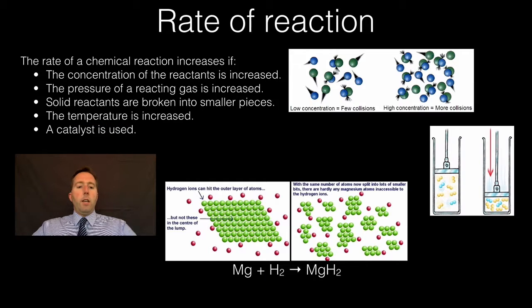So there's a few different ways to increase the rate of a chemical reaction. We can obviously increase the concentration of the reactants, put more pressure on the gas to make them fit in a smaller space, break solids into smaller pieces to increase their surface area, increase the temperature, or use a catalyst. They're all ways to increase the rate of a chemical reaction.